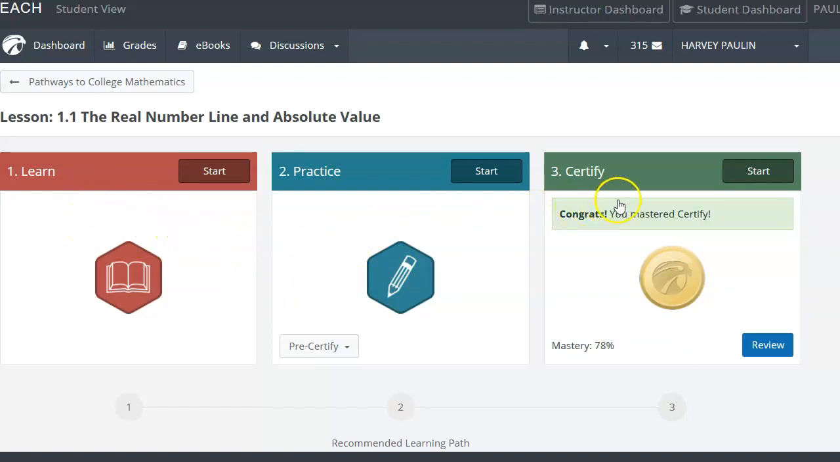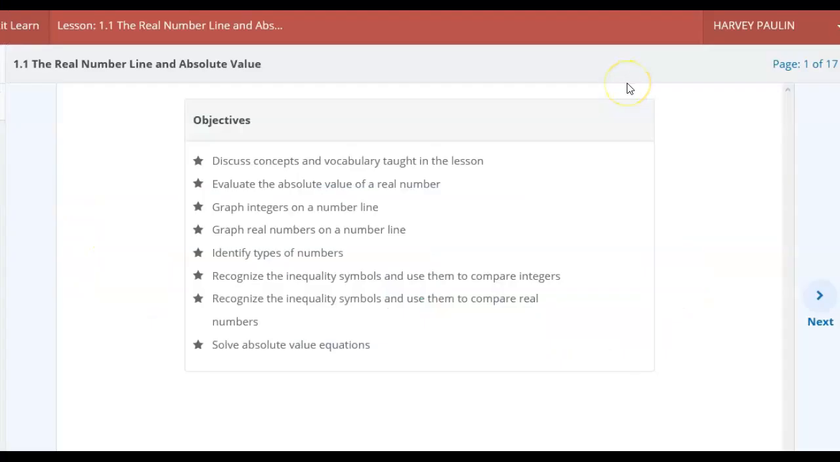Now, the certify is what you do when you are earning actual points toward your grade in the course. Here, the learn is part of the notebook that is 10% of your grade in the course. Now I've clicked on the Start bar in the Learn, and it brings this page. Now what this page shows us are the objectives that we'll be covering in this lesson. Now you don't have to write these down, but these will be subtopics as we go through the lessons.